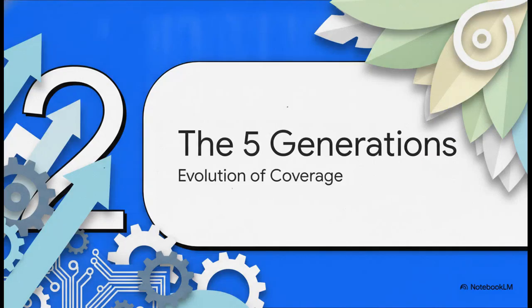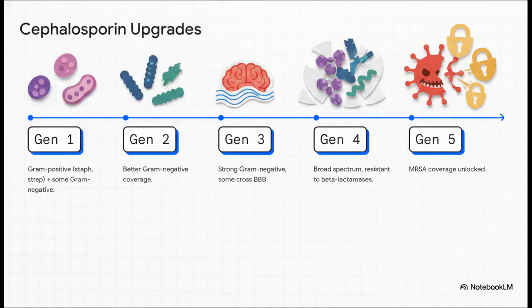Moving right along to Section 2, the 5 generations. Treating this drug class like a series of software upgrades across 5 distinct phases is honestly the most powerful way to memorize them. Because they weren't all created at once, right? They evolved. Think of Generation 1 as the reliable, original software. It gives you a solid, gram-positive baseline, great for your common staph and strep infections.